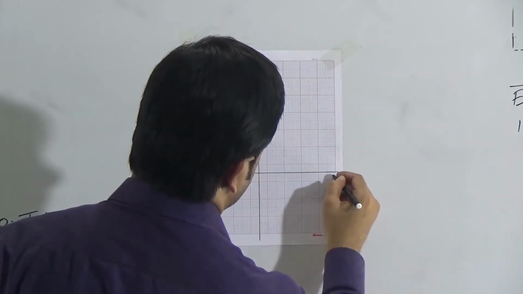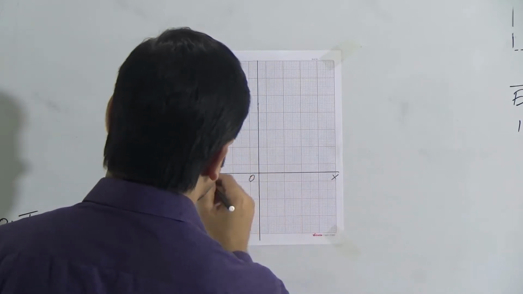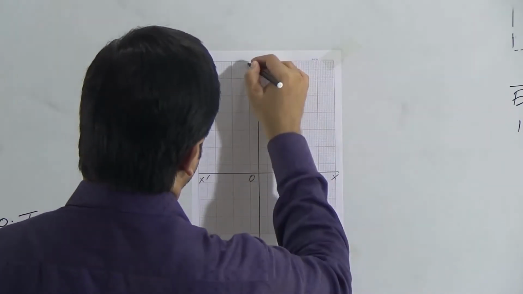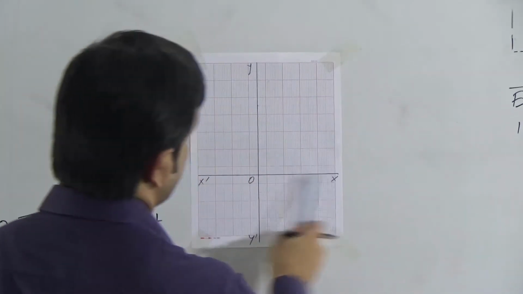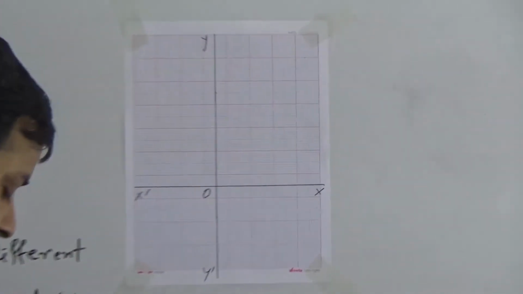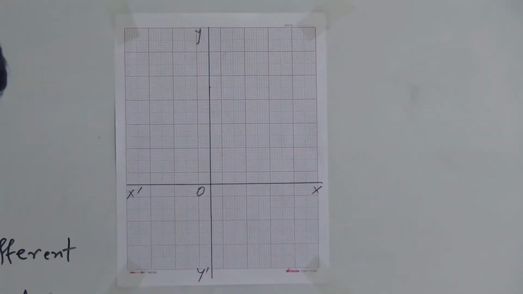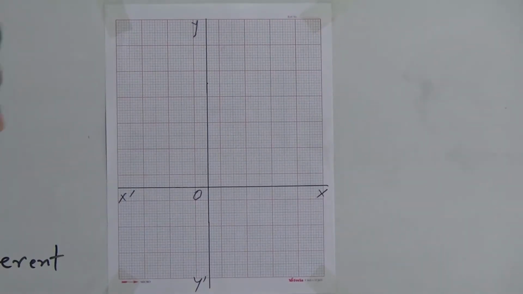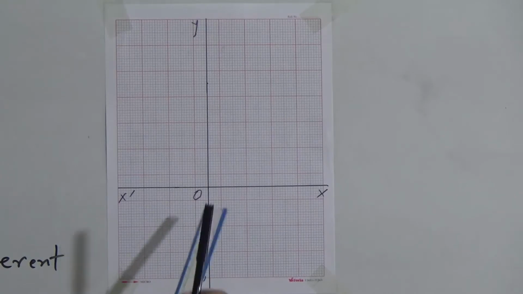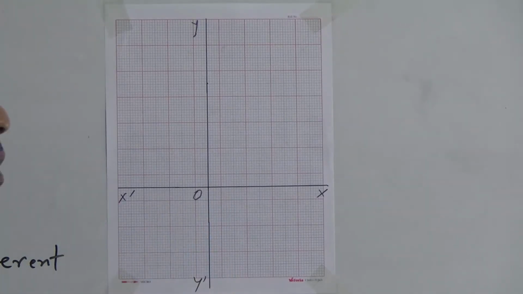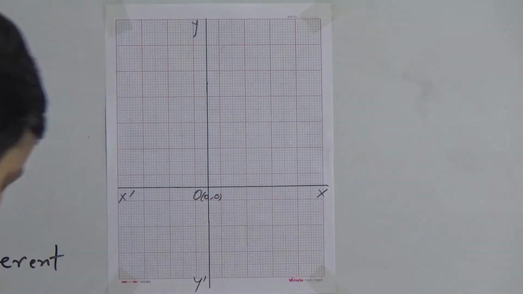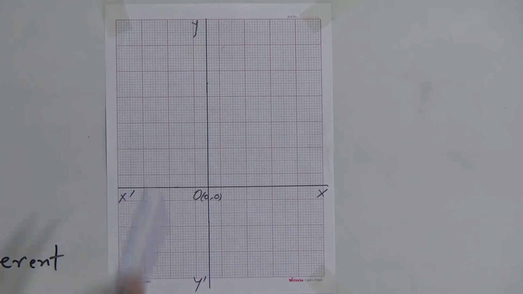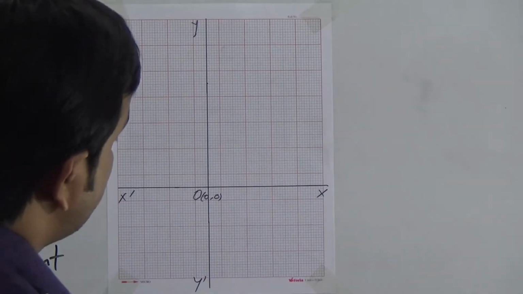Suppose this is XOX dash, and this is YOY dash. These are two mutually perpendicular straight lines that intersect each other at O. So O is the origin. Here the value of x is 0 and y is also 0. If you want to indicate, you can write 0, 0 at this point.